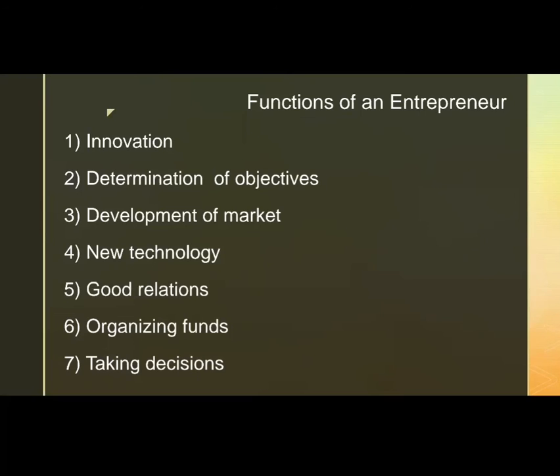ठीक है, so in order to run a business, the main thing is objectives. So who is determining this objective? An entrepreneur is determining these objectives because he is the promoter of the business. Okay, so the aims and objectives of the business are just determined by the entrepreneur. Okay, and he can do the changes in these objectives as per the market situations.